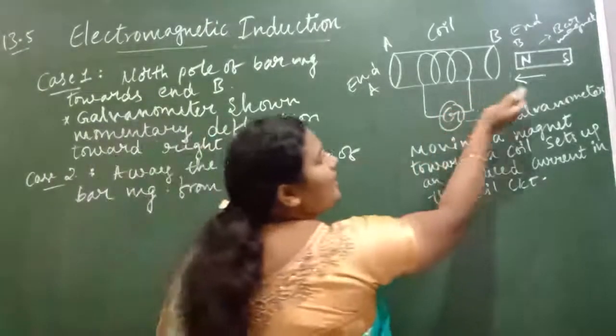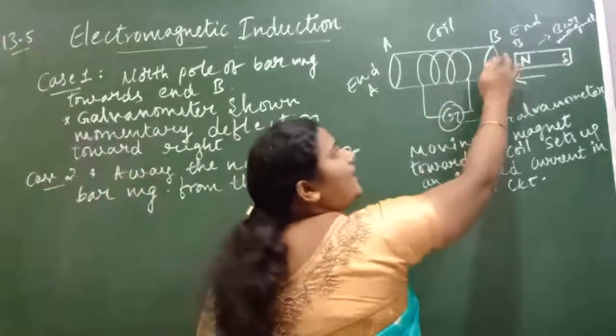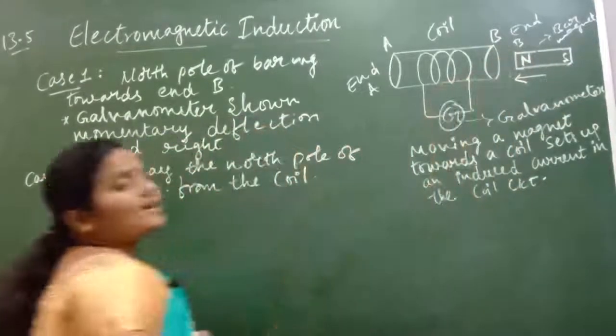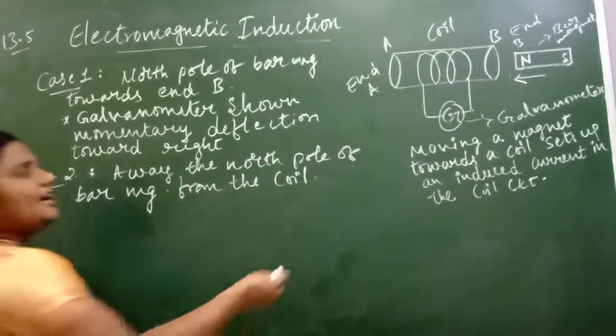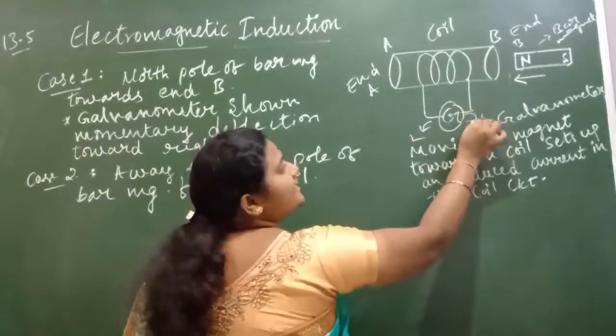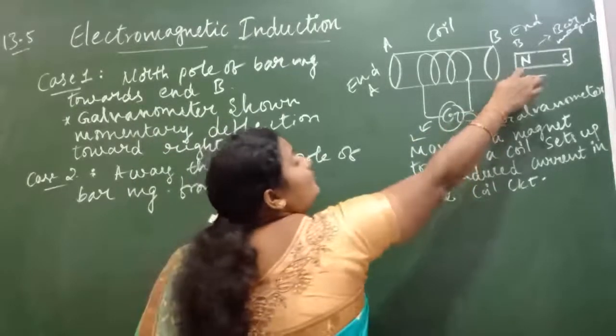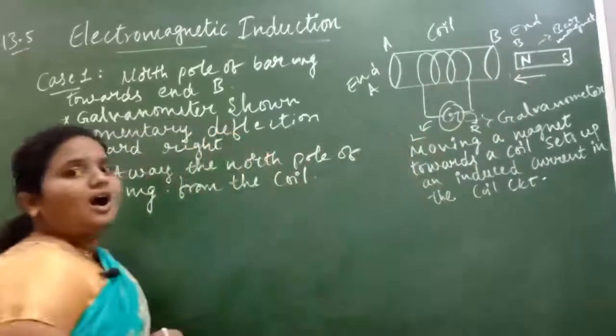Initially it deflected to the right side, but when we take out this bar magnet from the coil, children, it deflected towards the opposite side. This is left and this is right. Initially it deflected to right, that is, when we brought the bar magnet into the coil.